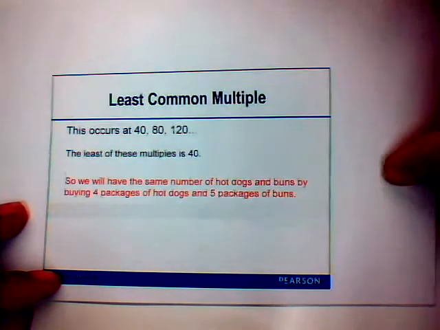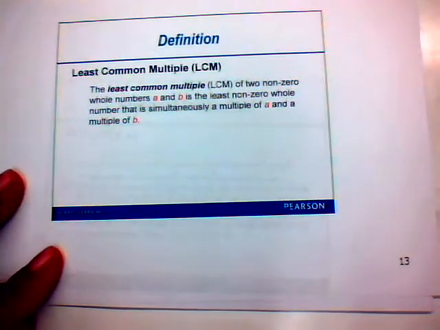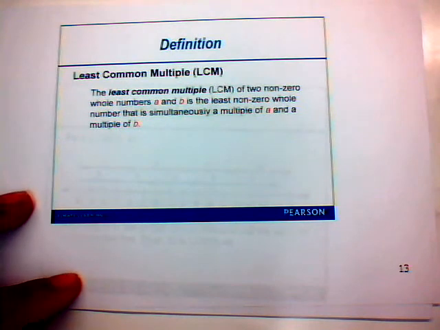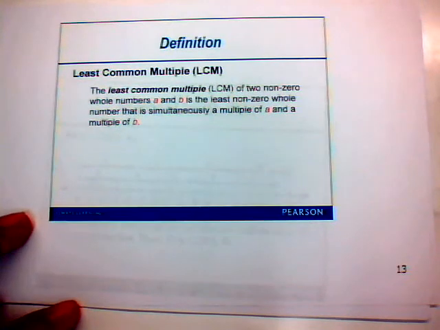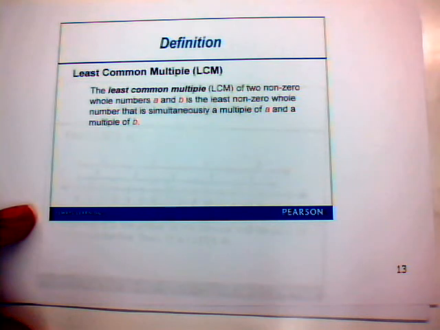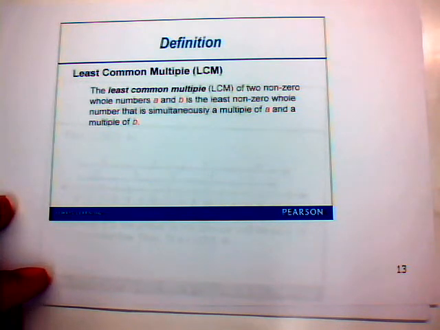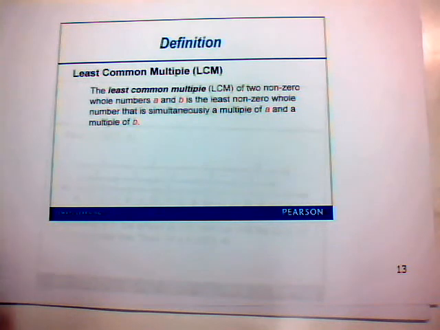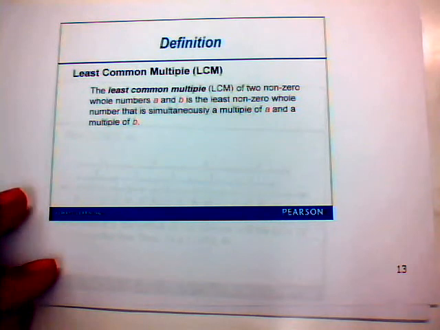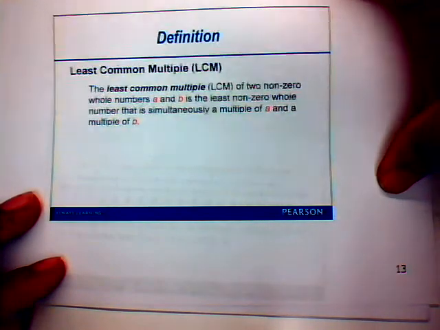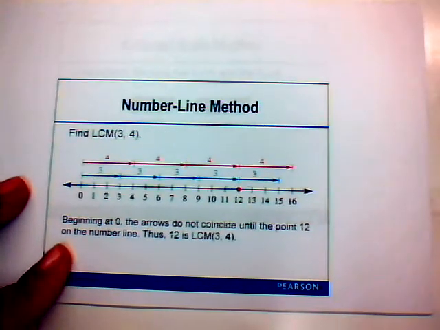Okay, this scenario introduces the concept of the least common multiple, or the LCM, of 2 non-zero whole numbers A and B. It's defined as the least non-zero whole number that is simultaneously a multiple of A and B. So when you're finding the least common multiple, you want to find the smallest multiple that's divisible by the 2 given numbers, A and B.